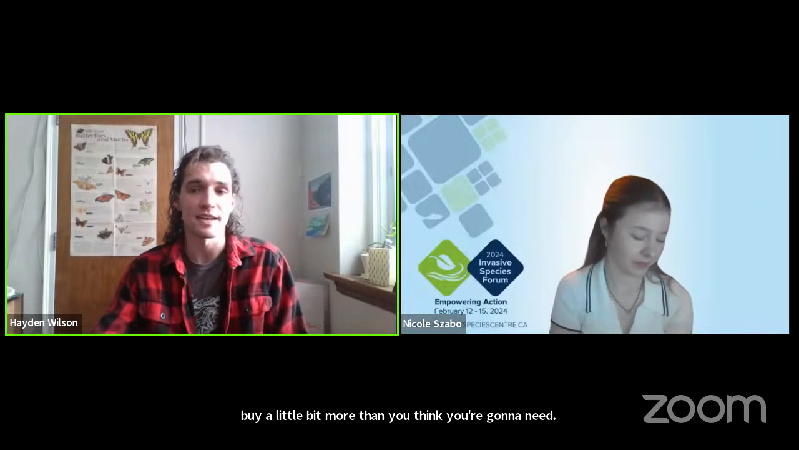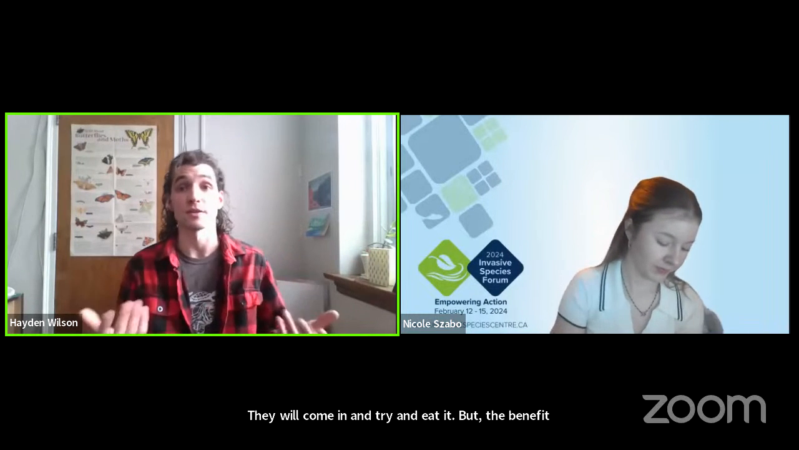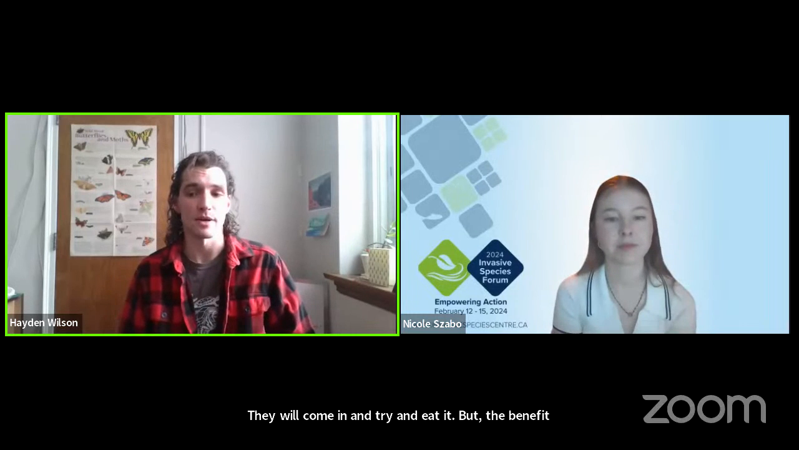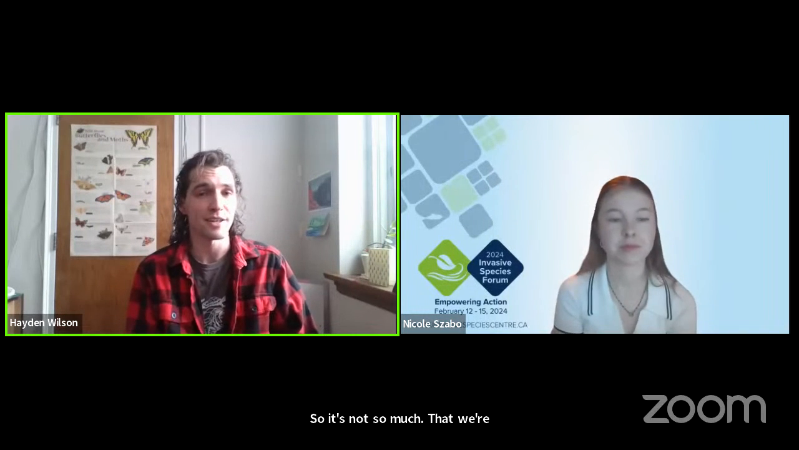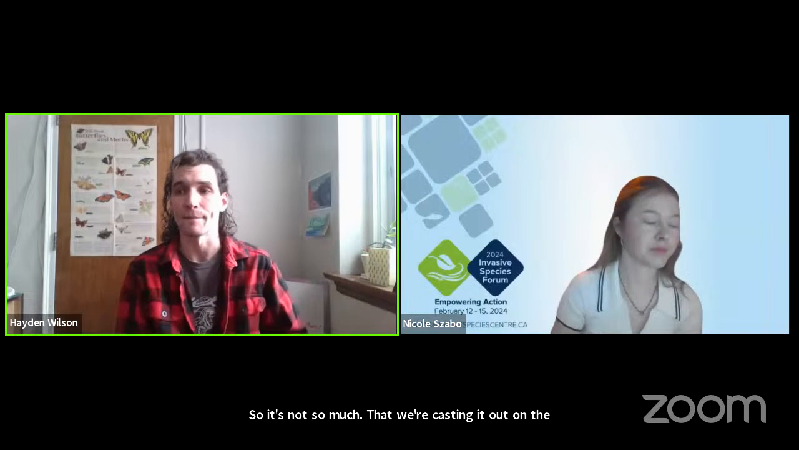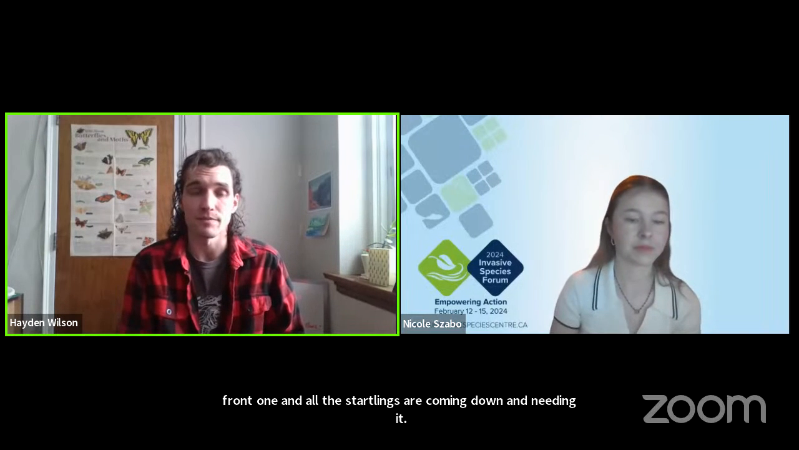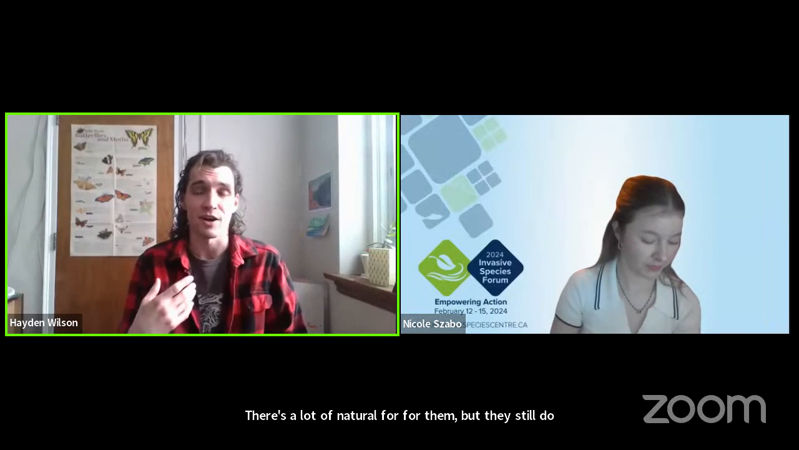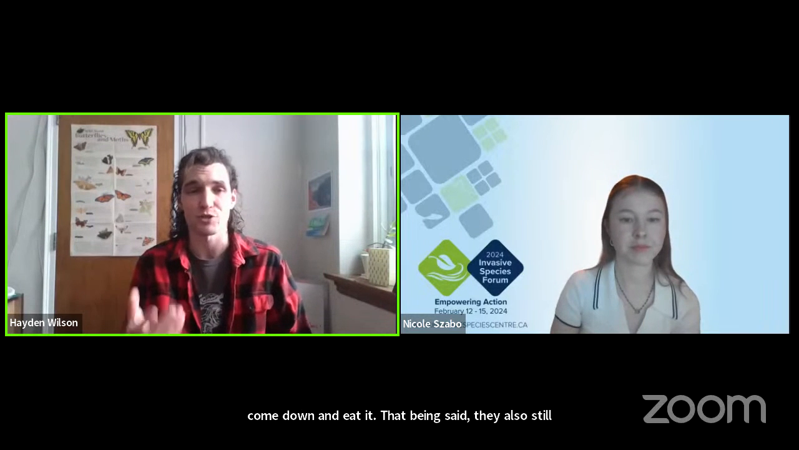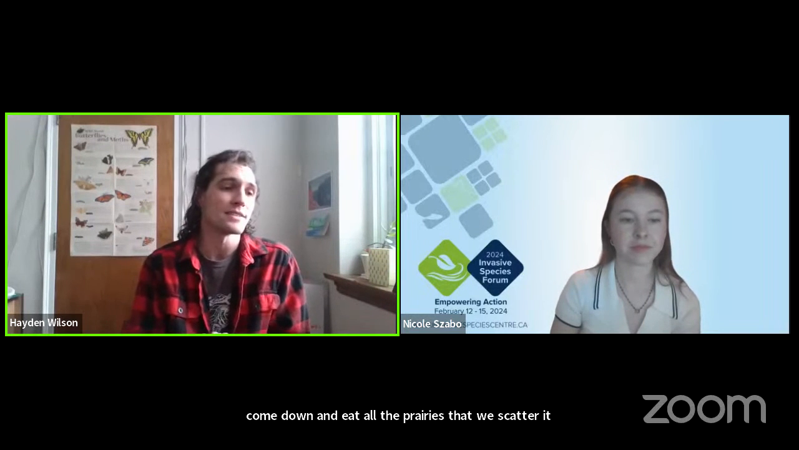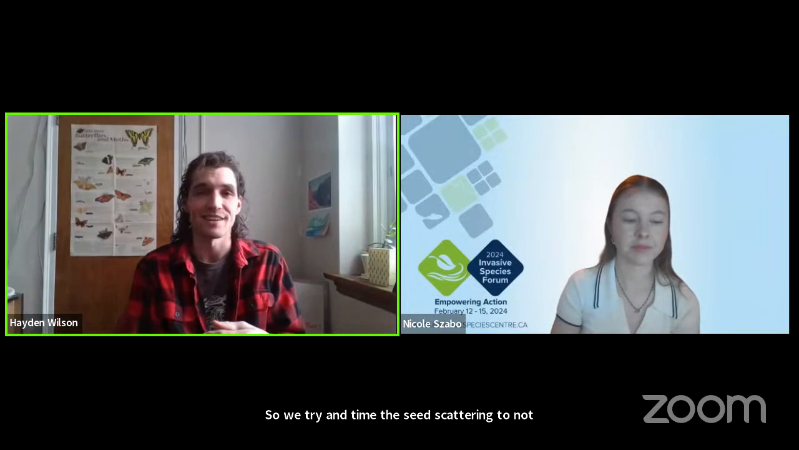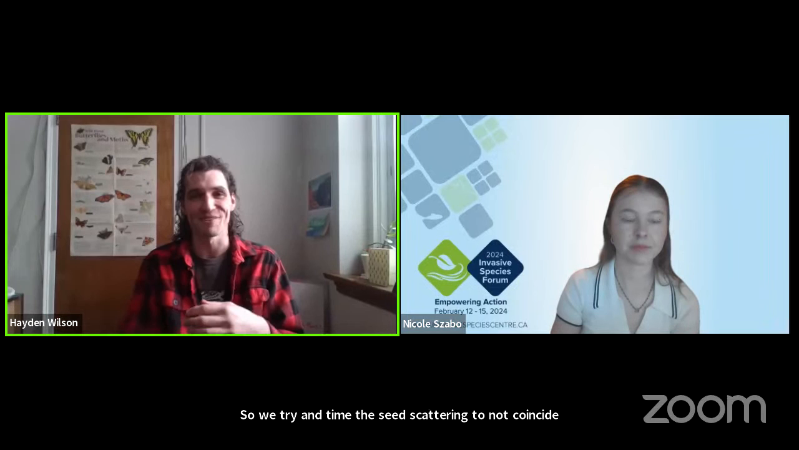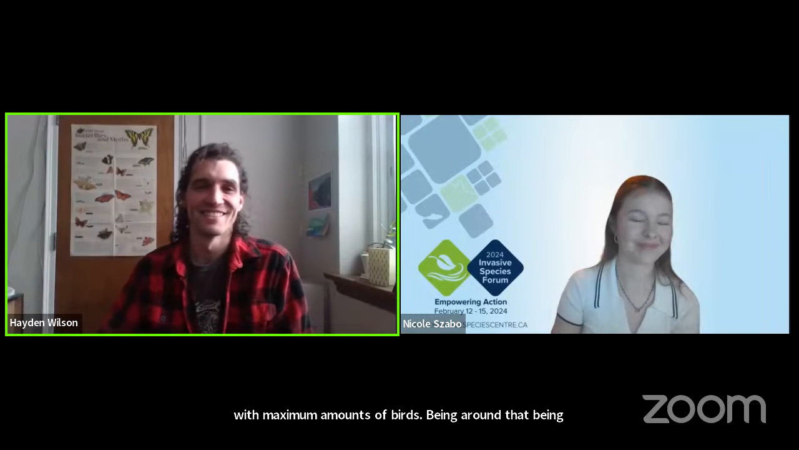The benefit of this site is that there's a lot of natural forage for birds around. So it's not so much that we're casting it out on the front lawn and all the starlings are coming down and eating it. There's a lot of natural forage for them, but they still do come down and eat it. That being said, they also still come down and eat all the prairie seed that we scatter out. So we try and time the seed scattering to not coincide with maximum amounts of birds being around. That being said, it is difficult to keep them from eating everything.